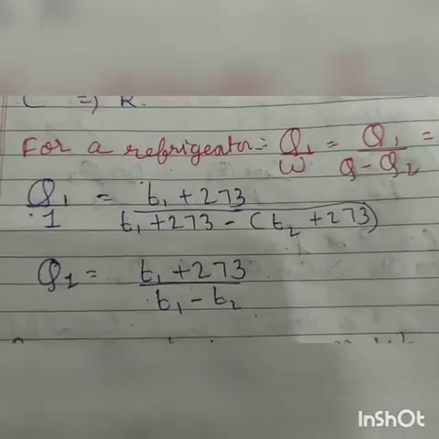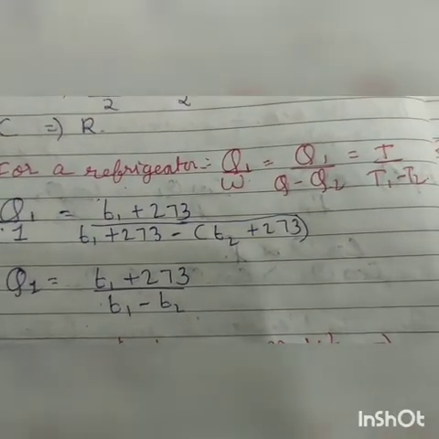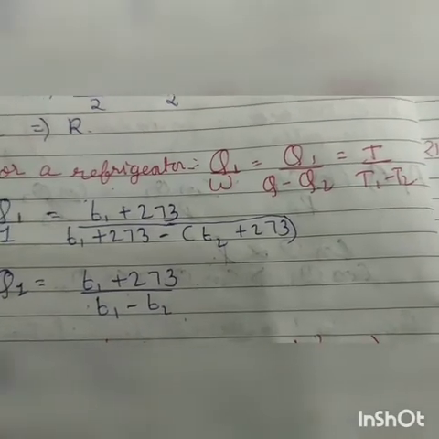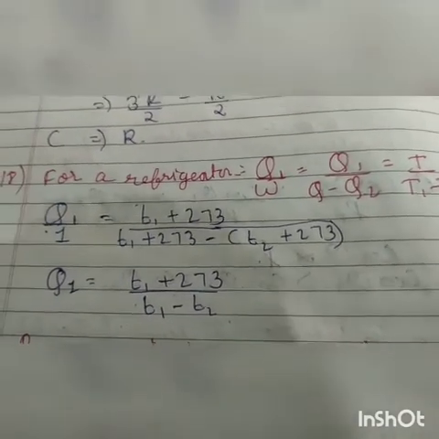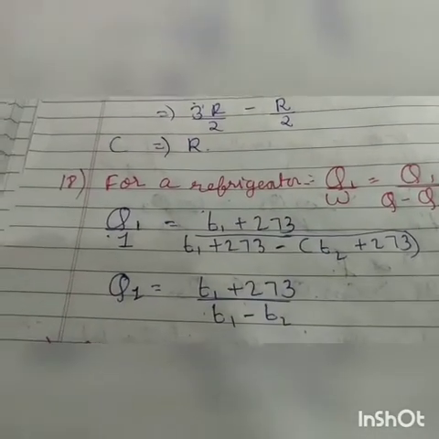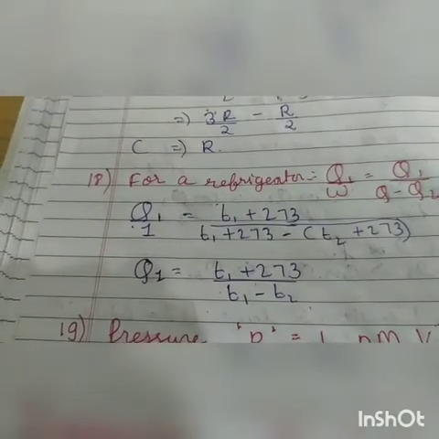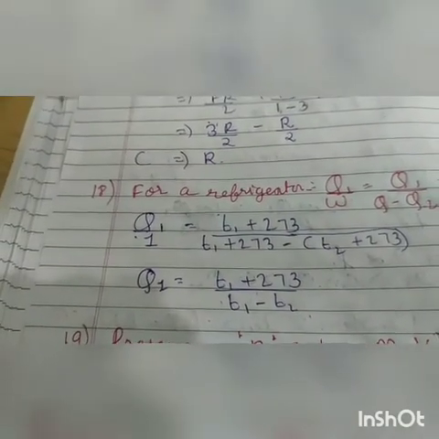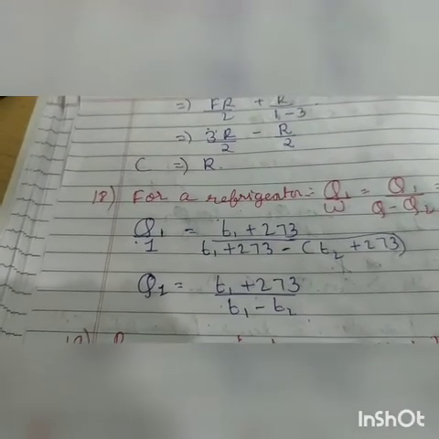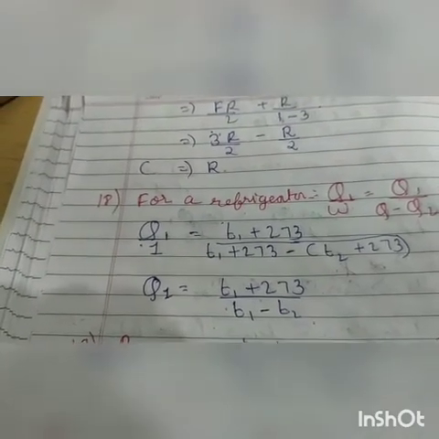Now question number 18. The temperature inside a refrigerator is T2 degrees Celsius and the room temperature is T1 degrees Celsius. The amount of heat delivered to the room for each joule of electrical energy consumed ideally will be. So let's see. So as we know that for a refrigerator we have Q1 by W is equal to Q1 by Q1 minus Q2 is equal to T1 by T1 minus T2. So as we know that Q1 is the amount of heat delivered to the room, W is the electrical energy consumed, T1 is room temperature, that is T1 plus 273, and T2 is the temperature of the sink, that is T2 plus 273.